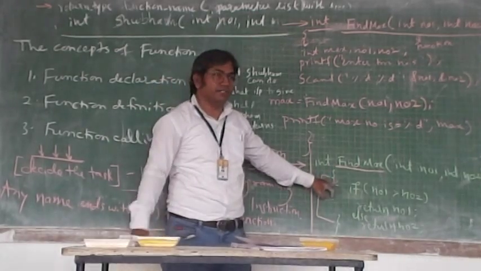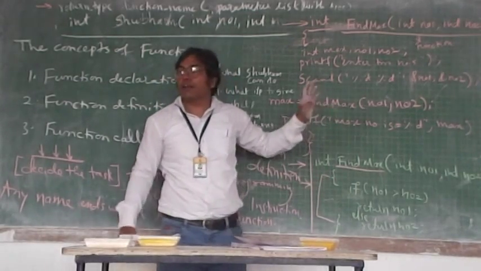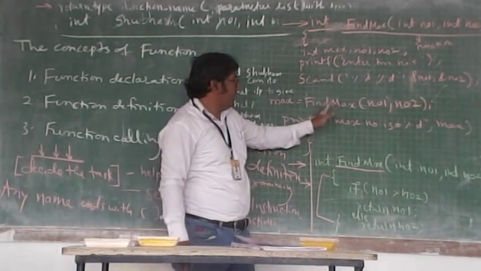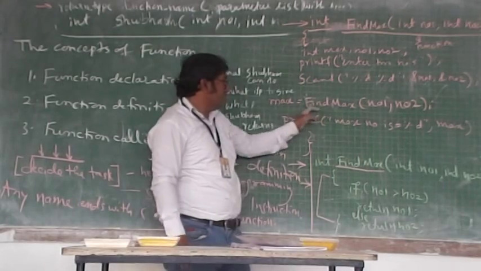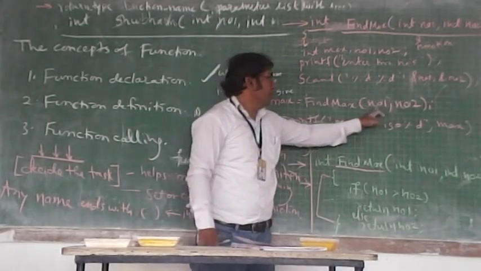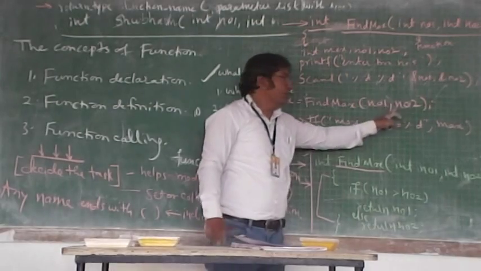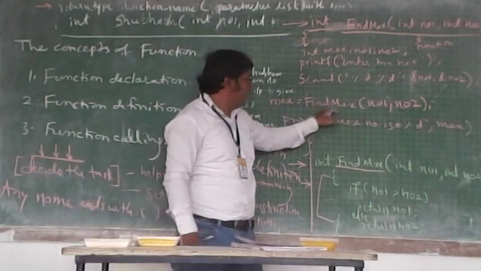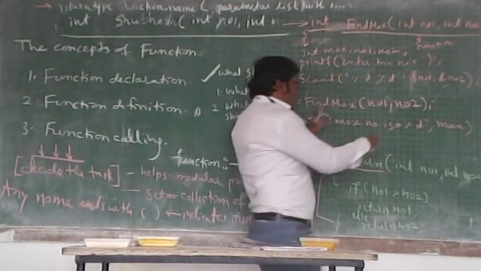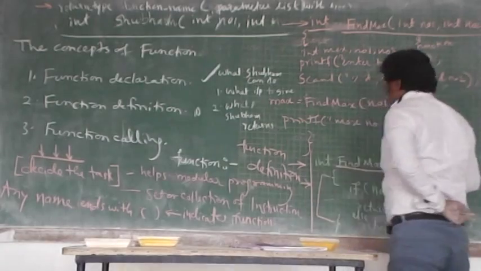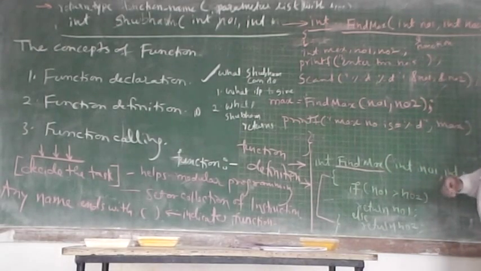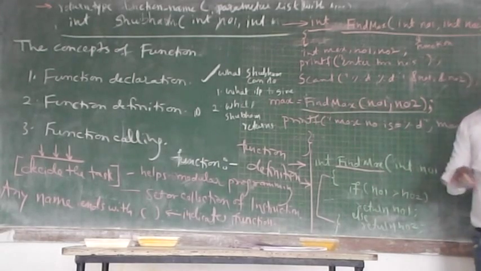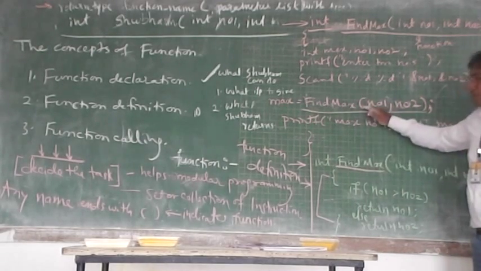How to use that function? Just call that function wherever you need it in your program. In this program, I need to call that function here. I call find max number 1, number 2. These two values, number 1 and number 2, I simply pass to this function find max, and I put the semicolon after that. Okay? So this becomes a calling mechanism. Here the defined function has been called.